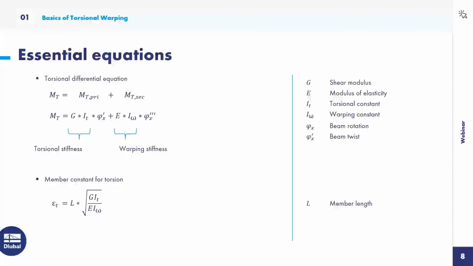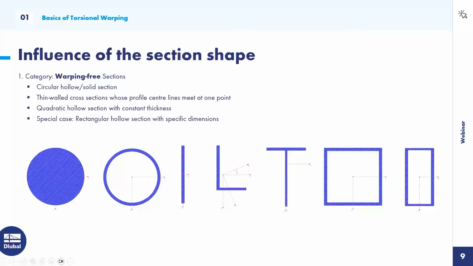And for that purpose, it's common to categorize the available sections into 3 different categories, which I want to quickly show you here. Sections with a warping constant of 0 are called warping-free sections. Such sections do not show any warping deformation and remain plane under torsional loading.